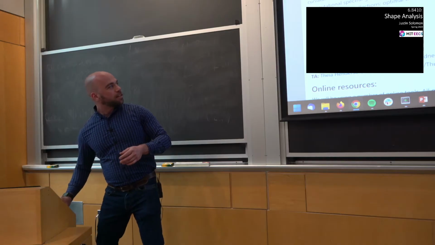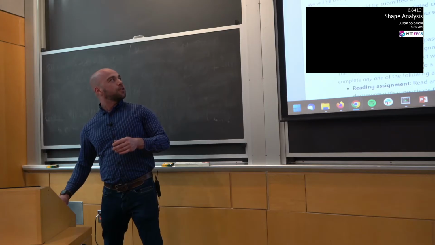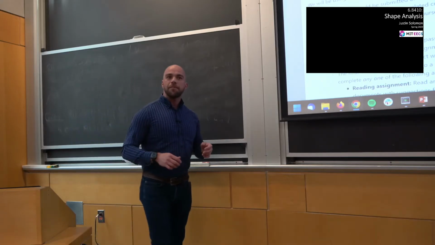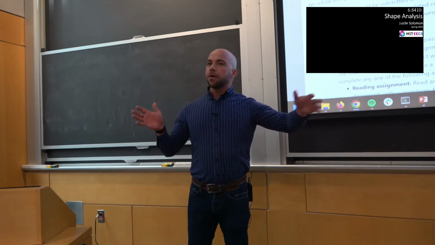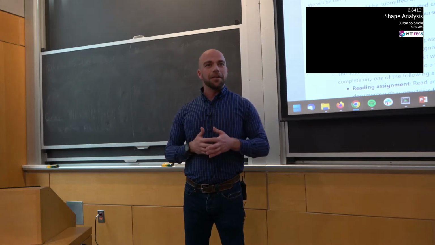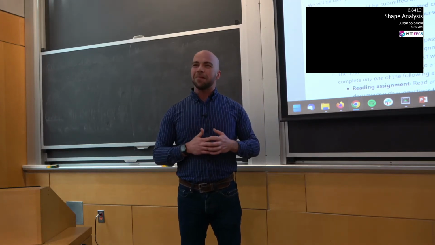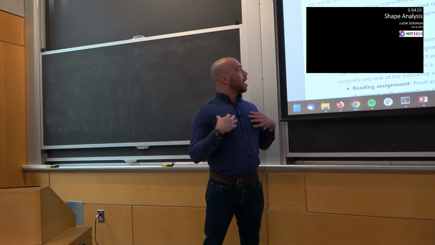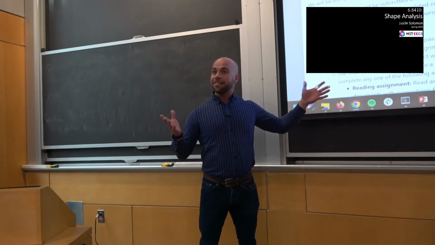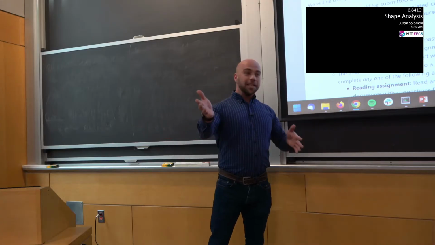Right, so let's see. This class is Tuesdays and Thursdays, 2:30 to 4. Currently, we have 2 staff members. If we exceed whatever the student-faculty ratio is for this class, I'll try to get a second TA, but we'll see how it goes. So I am Justin. Hopefully you're in the right class. Again, this is geometry. And our TA is Thea.